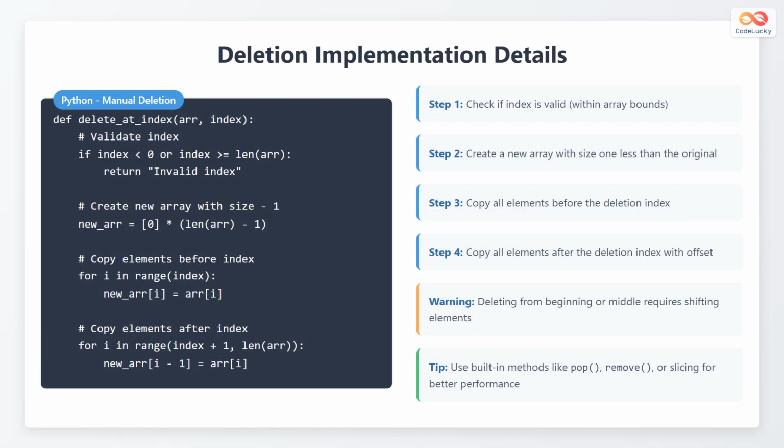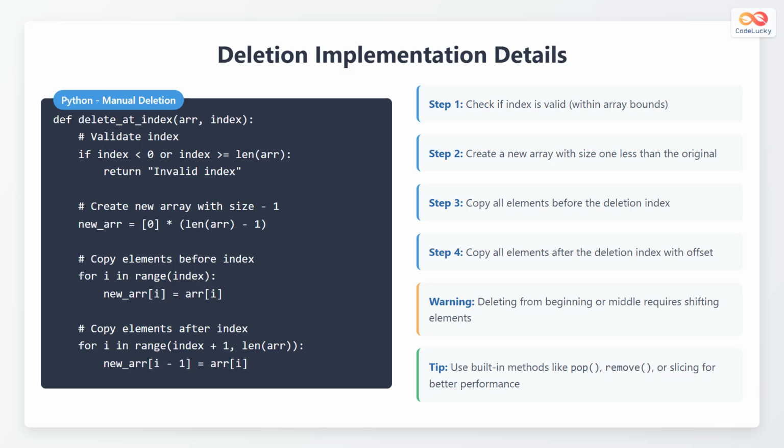The function delete at index takes an array and an index as inputs. Step 1 involves checking if the index is valid, that is, within array bounds. Step 2 involves creating a new array with a size 1 less than the original. Step 3 involves copying all elements before the deletion index. Step 4 involves copying all elements after the deletion index with an offset.